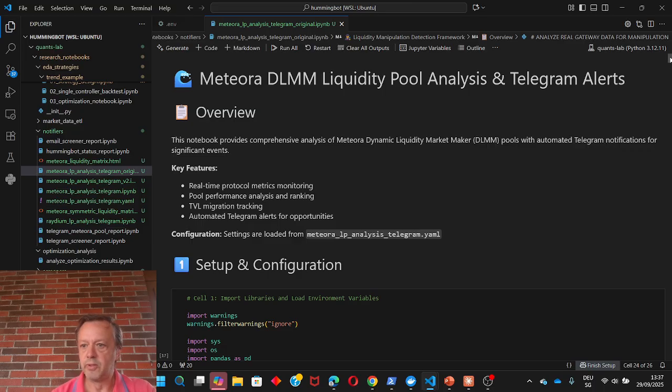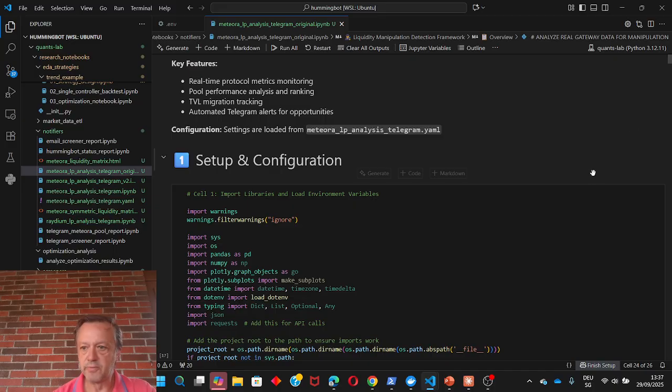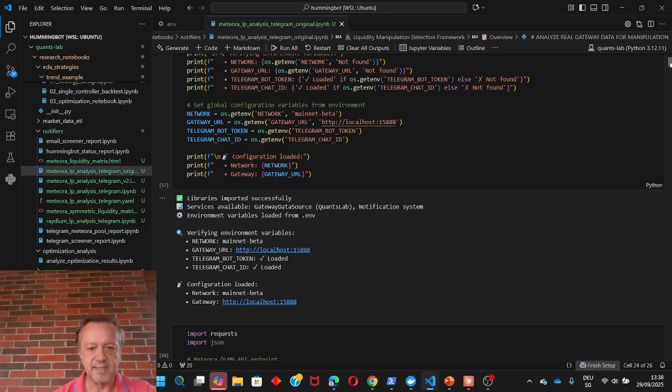The second part is the setup configuration, where you import your libraries, load environment variables, and set the scene for further analysis. When this runs correctly, it's going to tell you the network and the gateway URL, and it loads the Telegram bot token and the chat ID. Because at the end, as we will see, there is a connection to Telegram to post and send this report periodically.